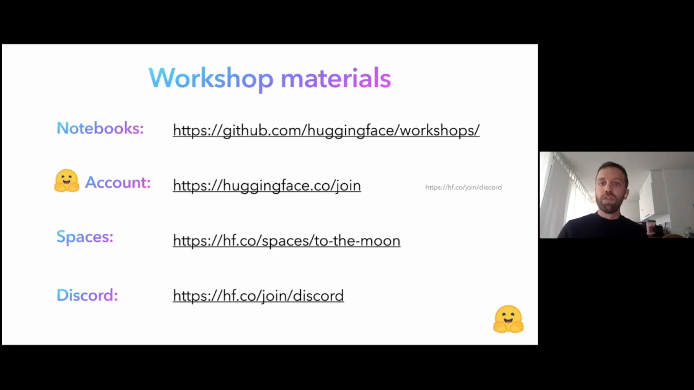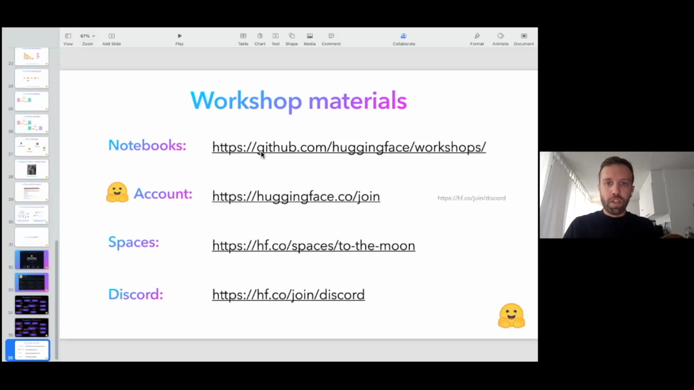And then Lewis is going to show you how you actually train a transformer model and how you can deploy it on Spaces, so you can share it with your friends, family, and coworkers. So to get started, you need to go to the GitHub page of the workshop.